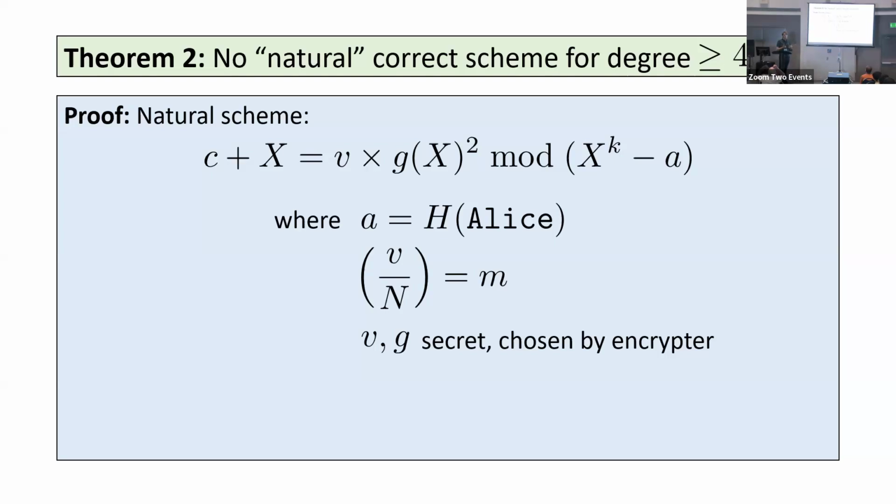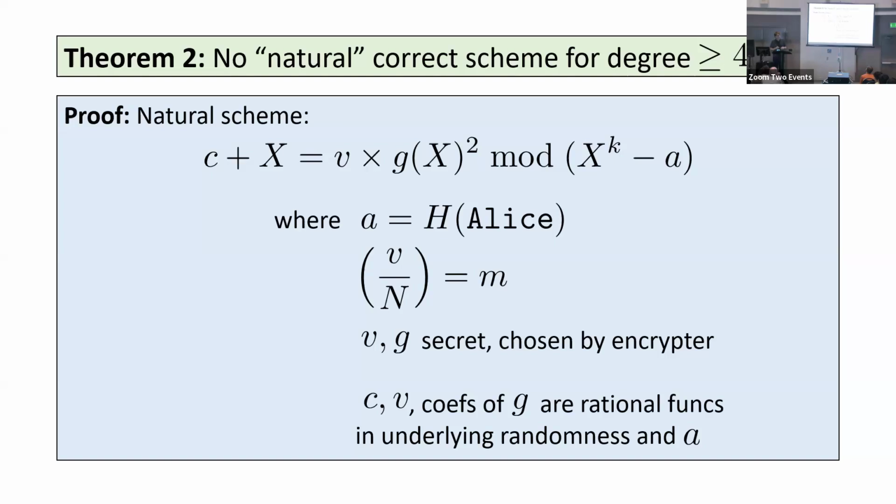what I get is something that factors, where I get a v. The v is the thing that, when I compute the Jacobi symbol of it, I actually get the message, and then I get some other junk that has to be a square. So I get this g of x squared. And this equality holds modulo x to the k minus a, so it's only true when x is actually a solution to the polynomial.